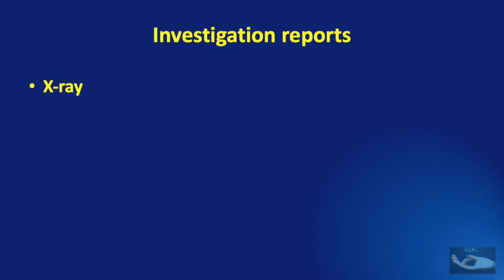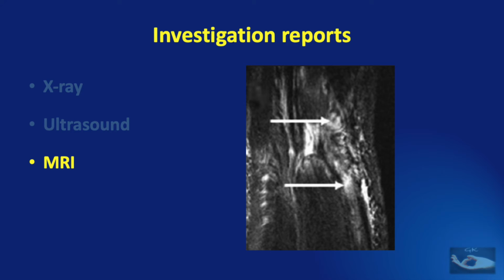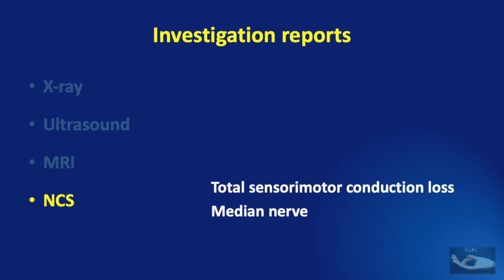X-ray revealed no foreign body, as can be expected when there is an injury by a flying splinter. Ultrasound showed a gap in the continuity of the median nerve at the level of the mid forearm. MRI showed the proximal and distal swellings of the neuroma and glioma, and a nerve conduction study showed total sensory motor conduction loss of the median nerve on the left upper limb.